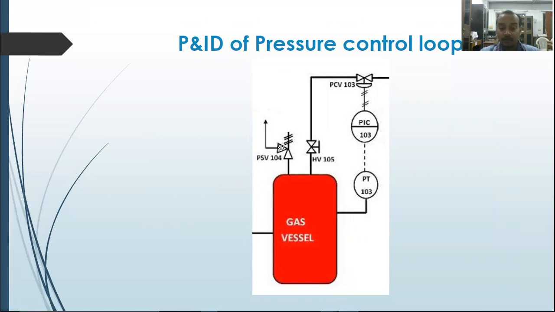Also, another valve will be there, which can be the safety valve or the release valve, the PSV. I already told you about this PSV in the discussion of the table. So PSV means pressure safety valve, and 104 is the loop number of that particular valve. So here, not only 103, but 105 and 104 are also associated with this pressure control of the gas vessel.